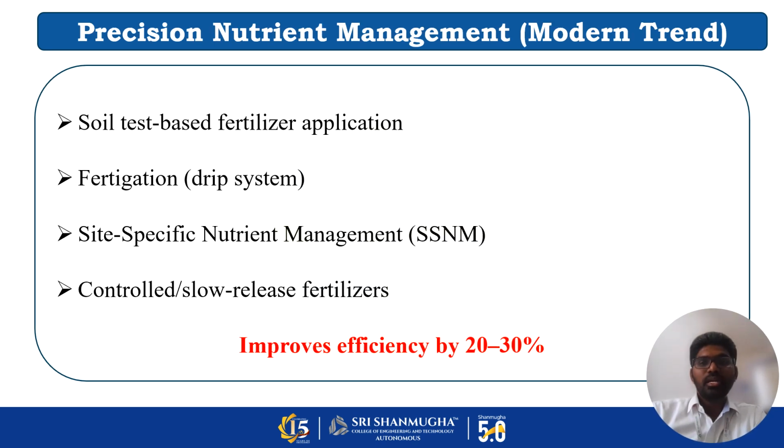Precision nutrient management. This is the modern technology wherein we apply fertilizer based on soil tests, fertigation through drip irrigation, site specific nutrient management, and controlled release fertilizers. This can improve the nutrient use efficiency by up to 20 to 30%.